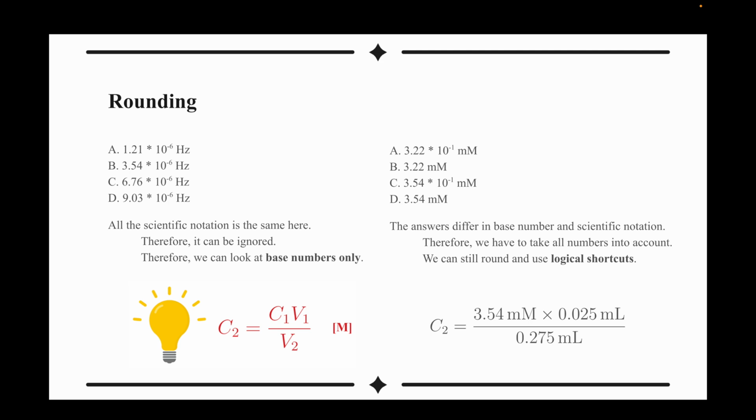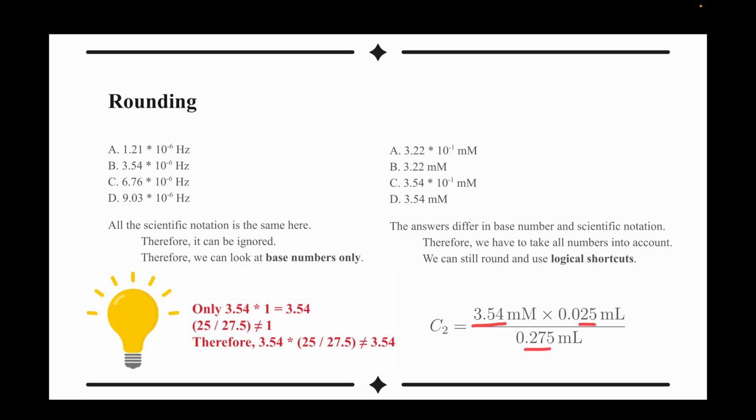Here's another example final equation we might have before we solve for our final answer. Notice here that we have 3.54 in our equation, which is the same number we have in answer choices C and D. Also notice we're multiplying 3.54 by one number and dividing it by a different number. This means whatever base number we get from this equation, it can never be 3.54. Therefore, we can get rid of answers C and D because the base number in those is 3.54.